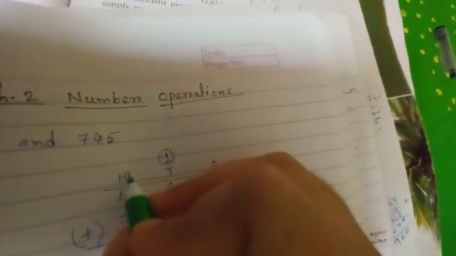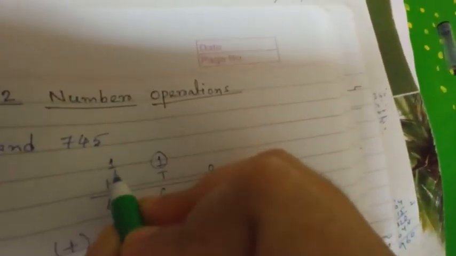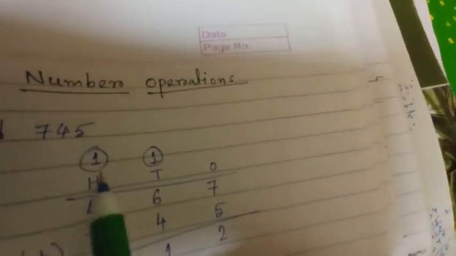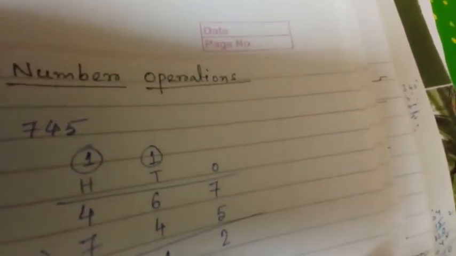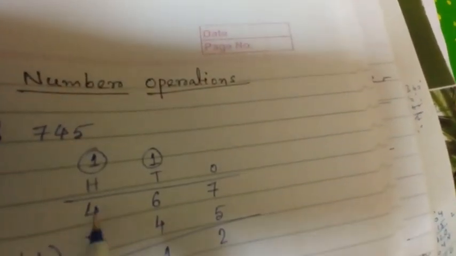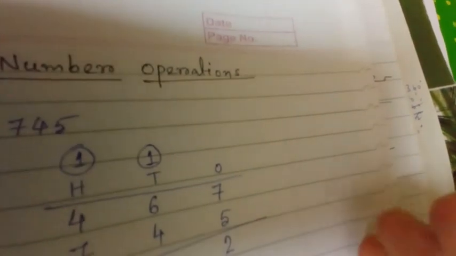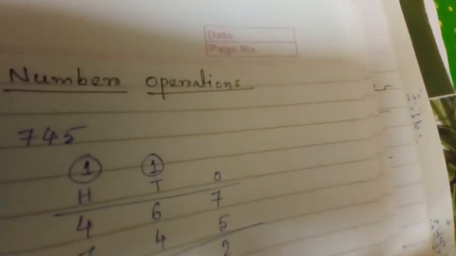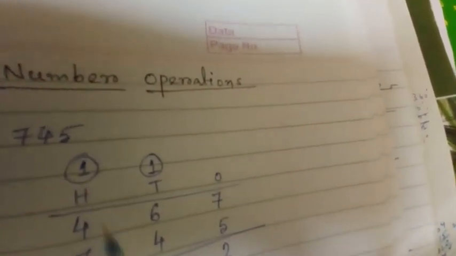So 1 you write down here, and the 1 carry will add with this 100 place. So what is the digit in the 100 place? This one will add with this. Okay. So now you start adding that 7 plus 4. So 7 plus 4 it will be 11 plus 1. So it will be 12.